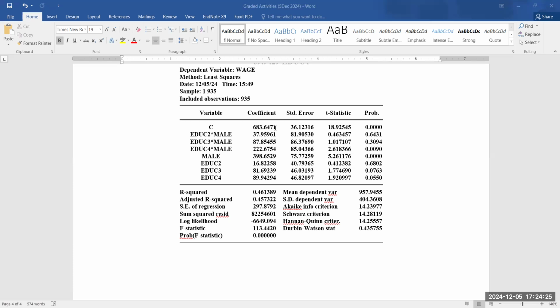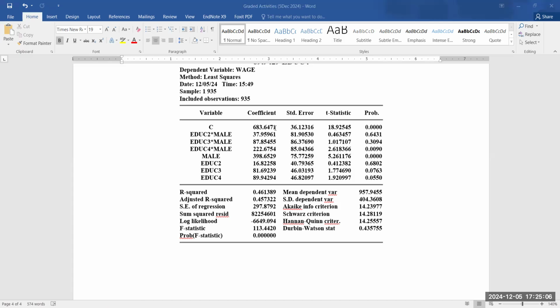Fortunately, the probability is less than 5%, which clearly indicates that at the 1% level, it is highly significant. So males with a master's degree or higher earn an additional $222.68 compared to females with primary education. So the male master's degree or higher degree holders are likely to earn much higher than females with lesser education, to be exact, primary education.